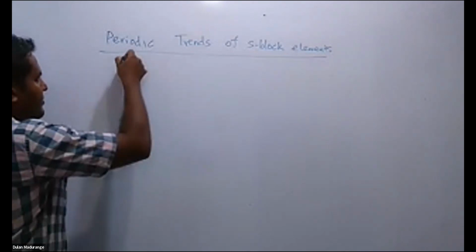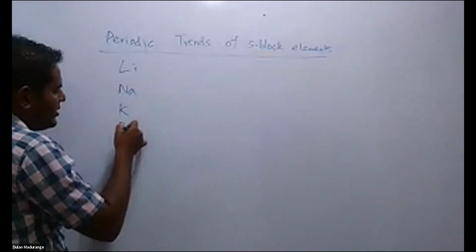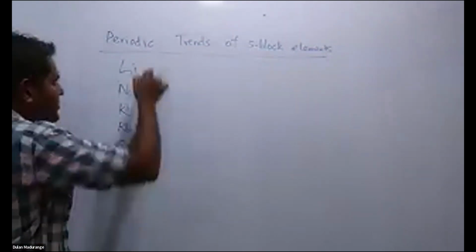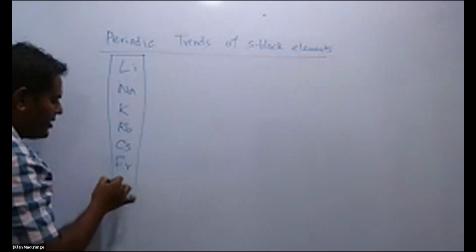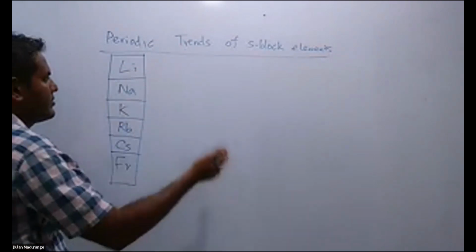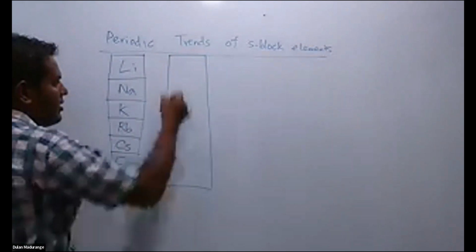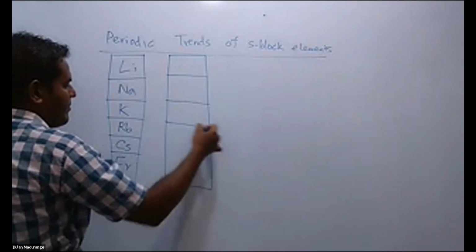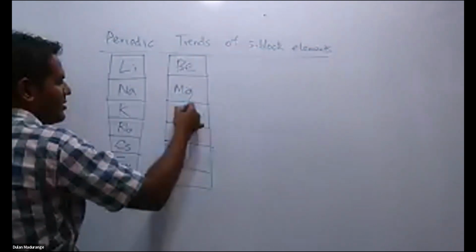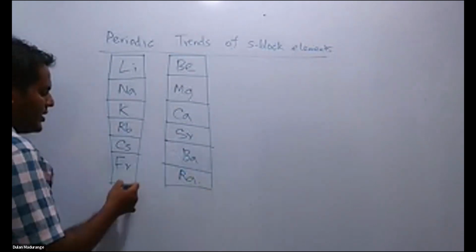Lithium, sodium, potassium, rubidium, cesium, francium. On this side: beryllium, magnesium, calcium, strontium, barium, radium. So this is group 1 and this is group 2.